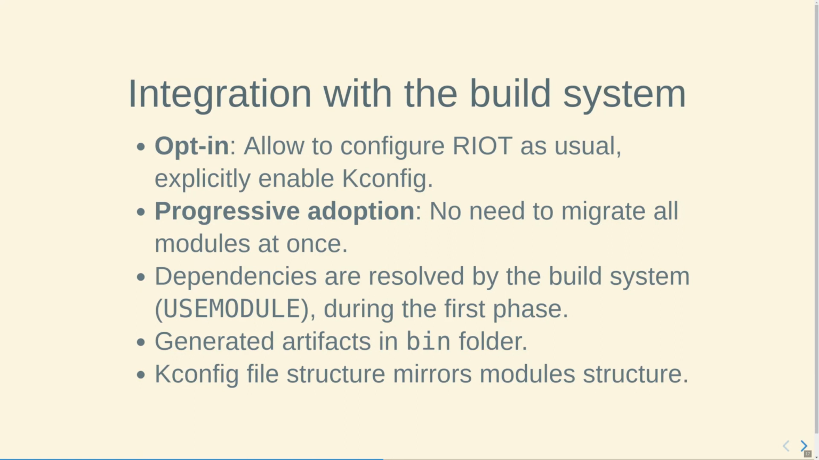In this first phase, dependencies are still being resolved by the build system using the USEMODULE variable. The generated artifacts are going to reside in the bin folder of the application, meaning that they can go away with a make clean, but the user can choose to save their actual configurations in a file if they want to. The kconfig file structure will mirror the current file structure in RIOT, so mostly all modules will have their own kconfig file in the same folder.